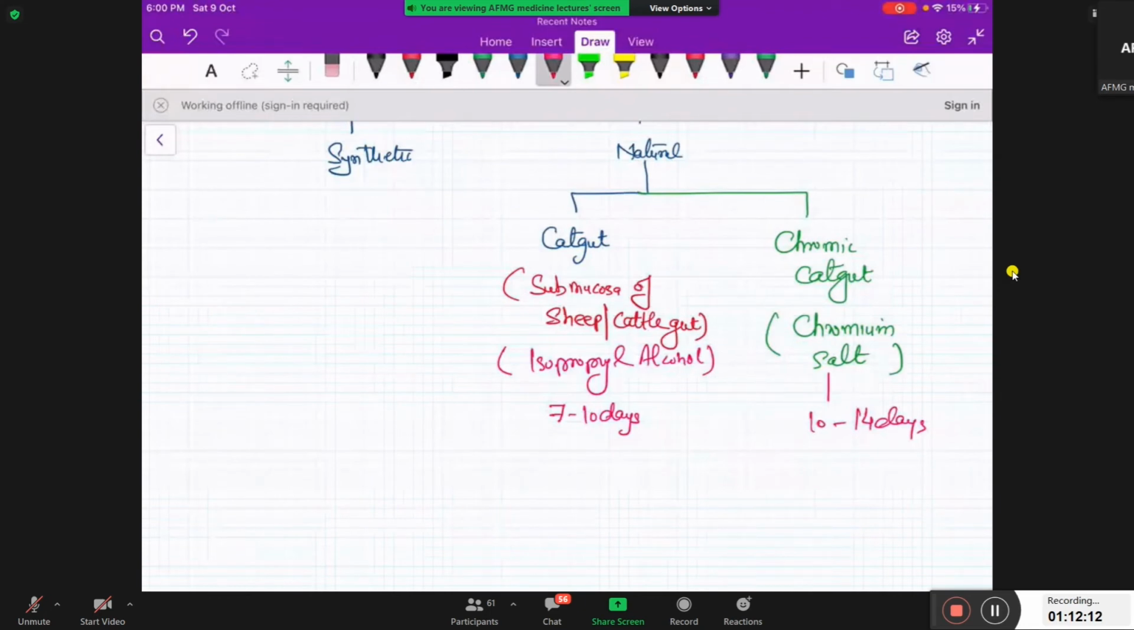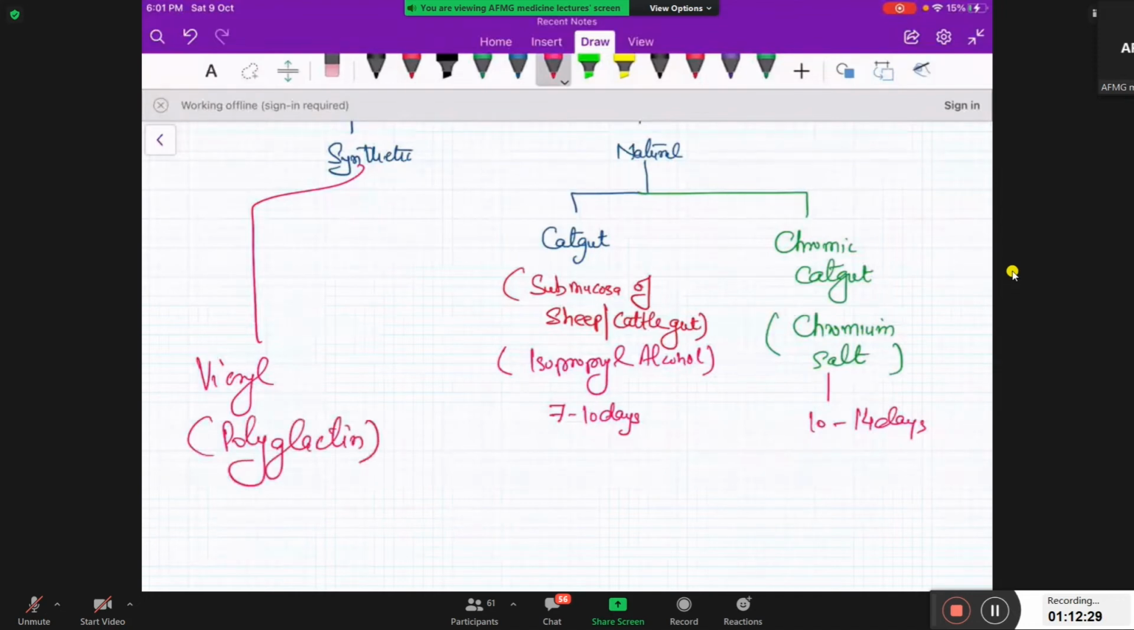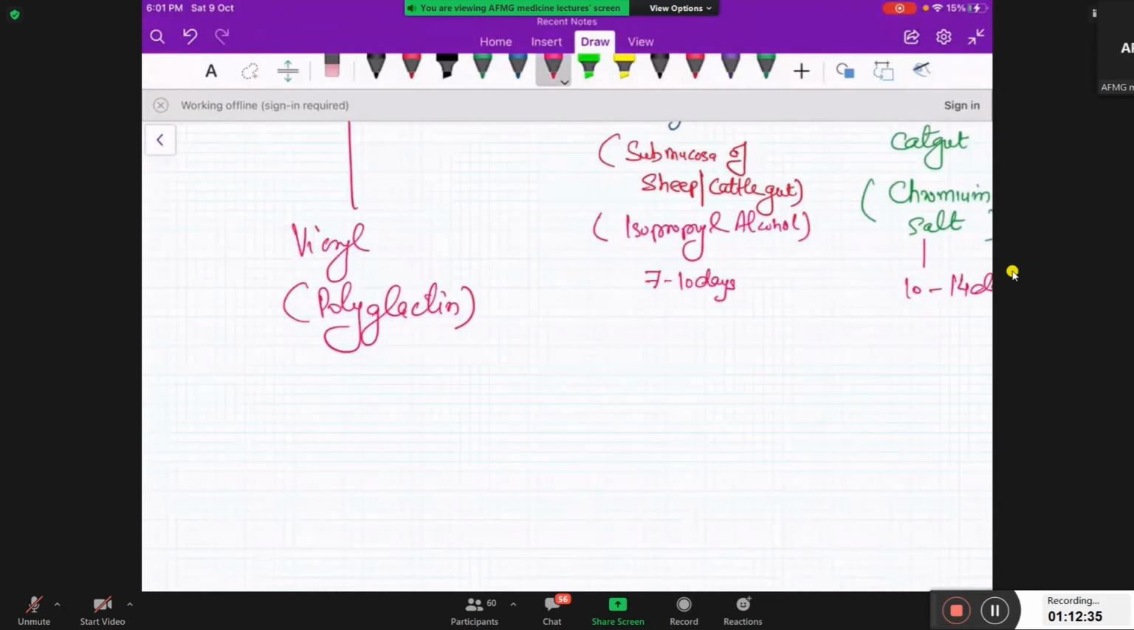In absorbable synthetic, we have Vicryl, which is also called polyglactin, and this suture material gets absorbed completely by the 3rd month.